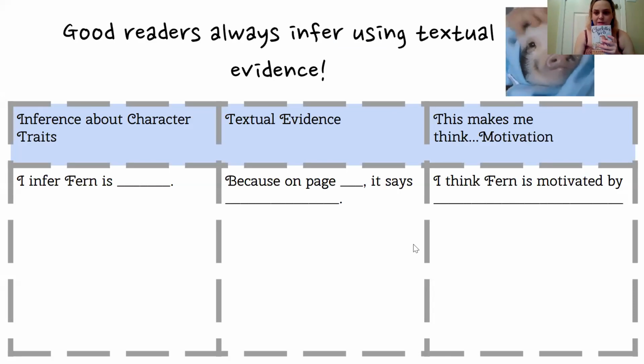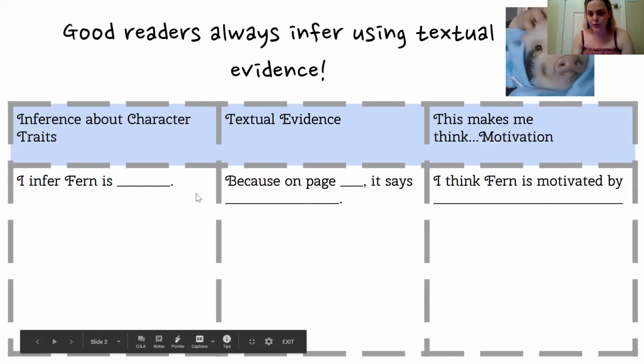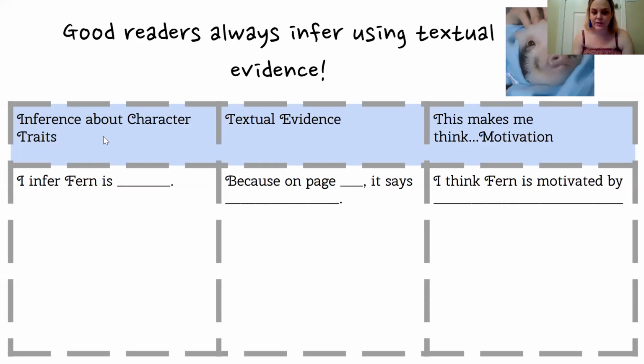And so you're going to basically create a triple T chart in your reader's notebook, and it should say inference about character traits, and then textual evidence is the second one. And then the third column is going to say, this makes me think, and motivation. So we're going to be talking about character traits, evidence to support that, and then really thinking about character motivation, which we've been doing a lot of towards the end of these last few weeks. So if you need to pause it here so that you can copy it down. And how cute is this little pig right here? Very cute. Okay, so pause me so that you can create your triple T chart.